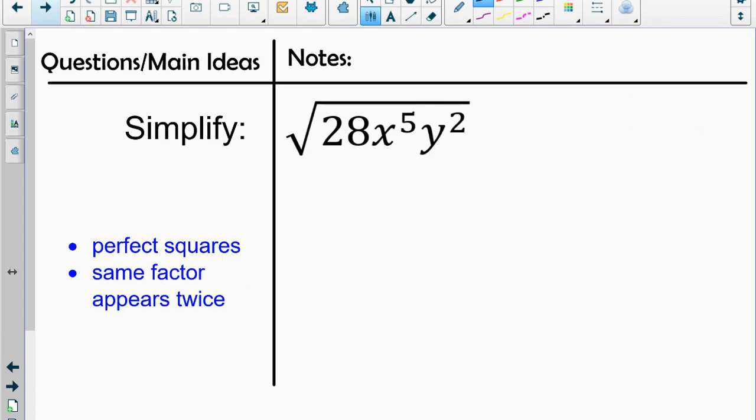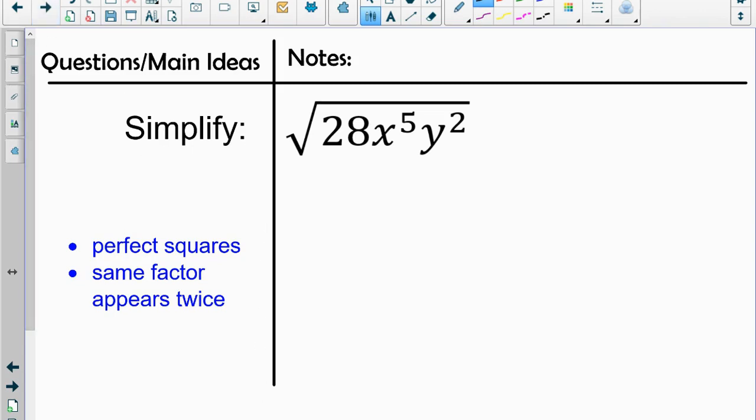Our third example, we have the square root of 28 x to the fifth power y squared. Now we're starting to get into some bigger numbers like the number 28. So instead of trying to break it down into a prime factorization, like 2 times 2 times 7, I think, the other thing you could do is figure out what perfect square can I divide out of 28, much like we did in the first video for this lesson.